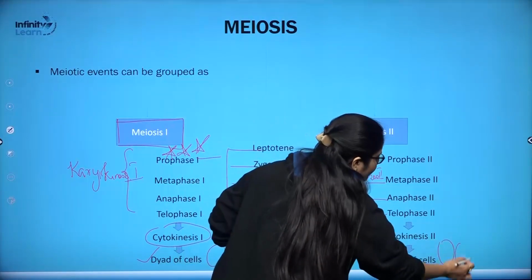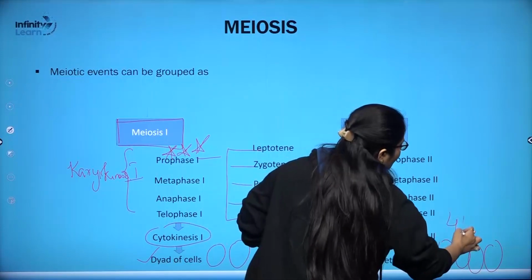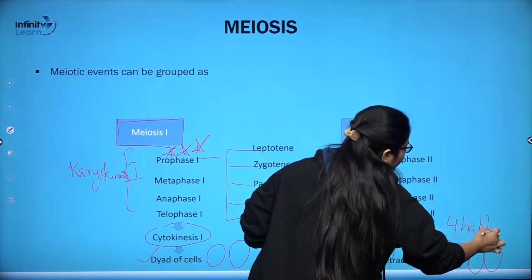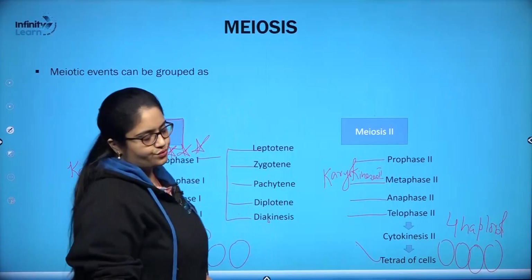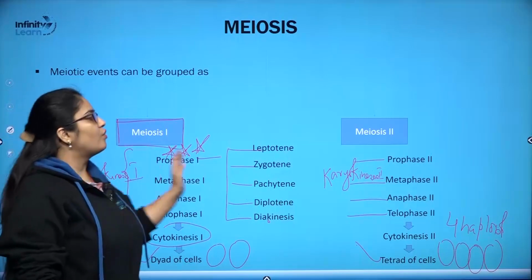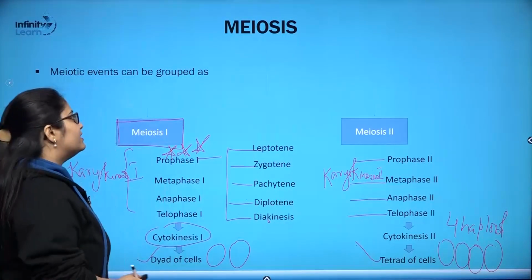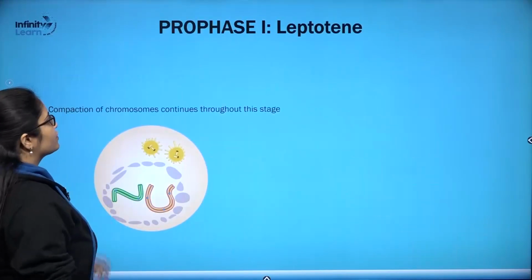यानी यहाँ पर आपके 4 haploid daughter cells will be produced. 4 haploid daughter cells will be produced, right, at the end of cytokinesis 2. Now let's study about all these stages in detail. We'll start with meiosis 1, guys.